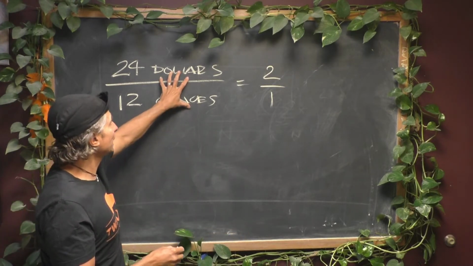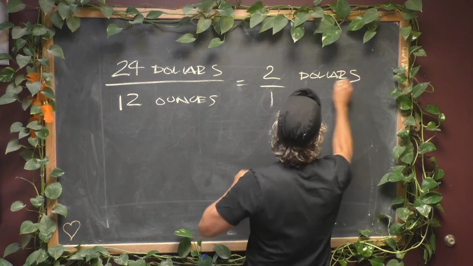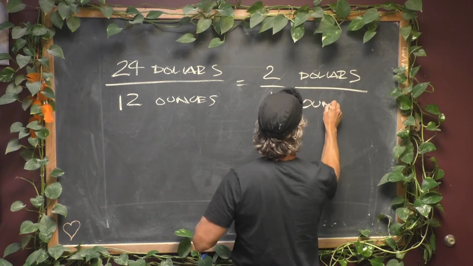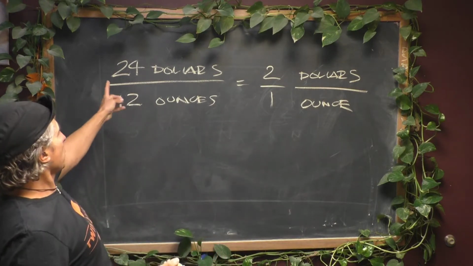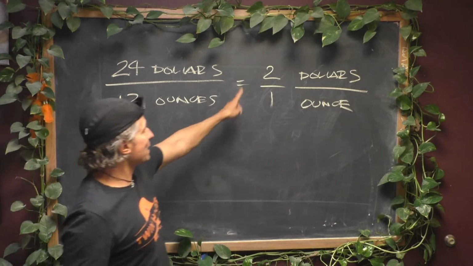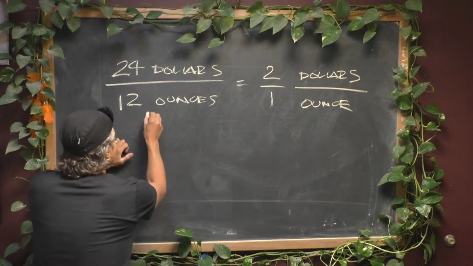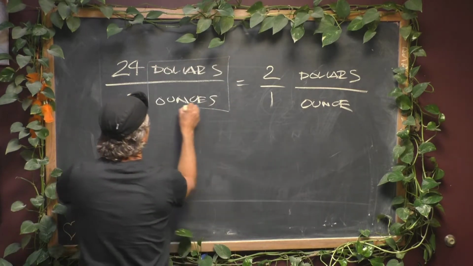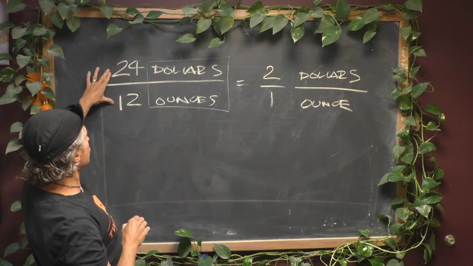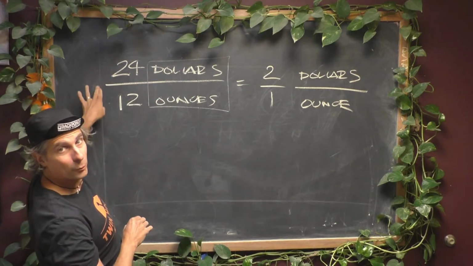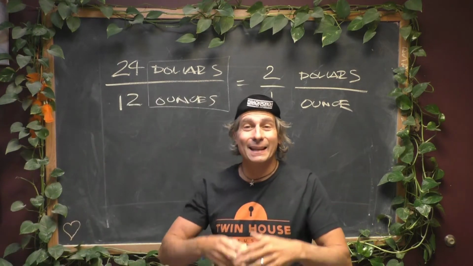They're still here. It's $2 per 1 ounce. So that's the answer. If it's $24 per 12 ounces, then it's $2 per 1 ounce. So all you have to do is isolate the unit, make sure you don't lose that unit, that's coming along with you, and then just do the math that's over here, 24 divided by 12. That's it, straightforward. That's unit arithmetic in a nutshell.